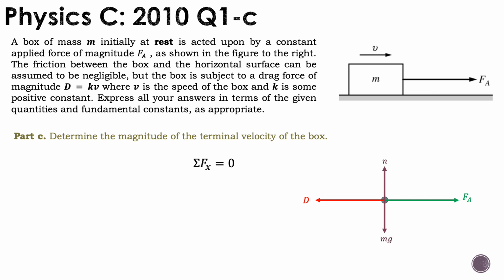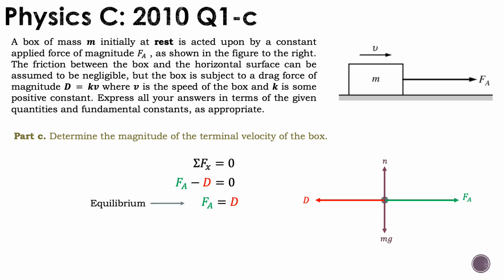Now here's another way of doing that. I'm saying, hey, the summation of forces on x equals 0. It's no longer accelerating. That means the applied force minus the drag force equals 0. In other words, Fa equals D. Now you could have started there as long as you wrote on the side equilibrium.